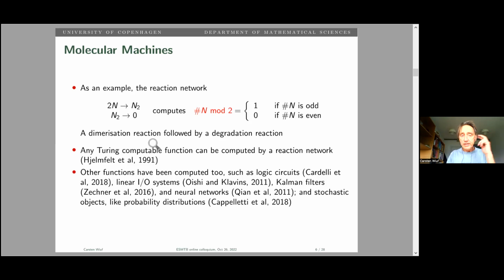And it has been shown, in an old result from 91, that any Turing computable function can be computed by a reaction network in this way. So reaction networks are actually a quite powerful family of computers, if you like. Many other things have been computed by reaction networks too. I don't want to go into the details here, but I have listed a number: logical circuits, input-output systems, Kalman filters, neural networks, and also some stochastic functions. Sorry, these can be calculated by reaction networks.